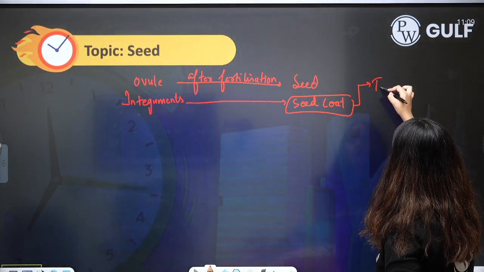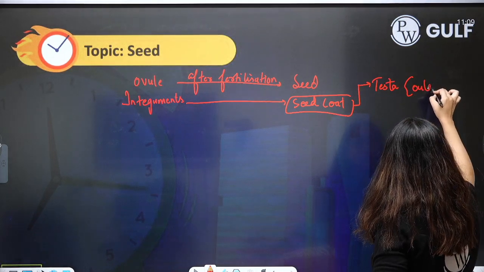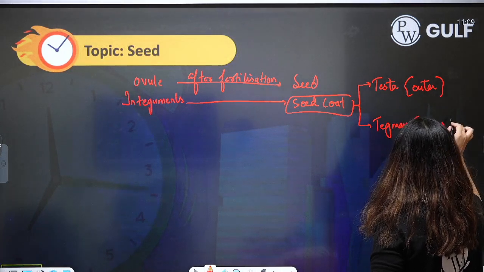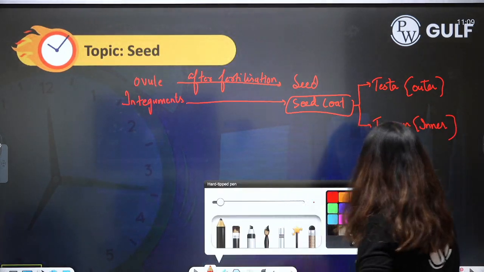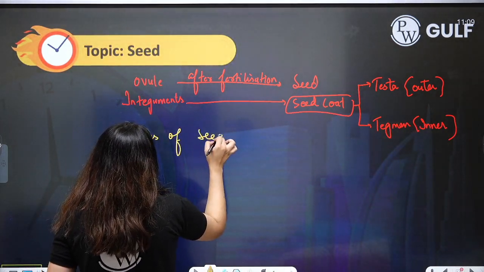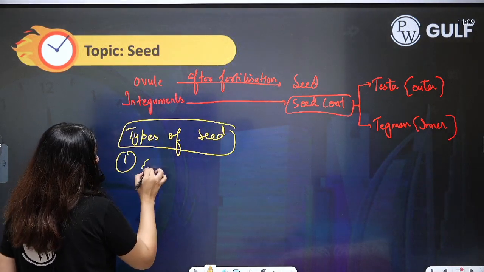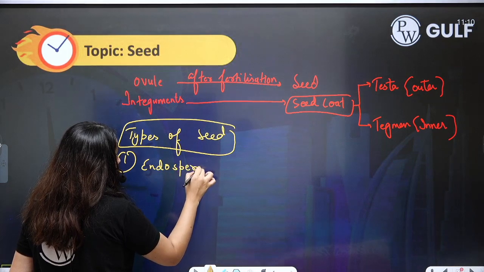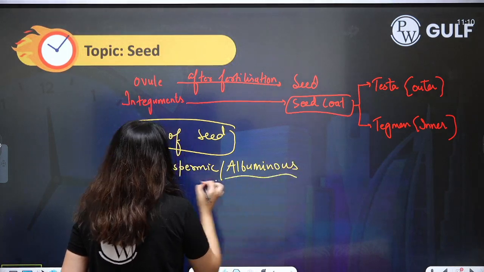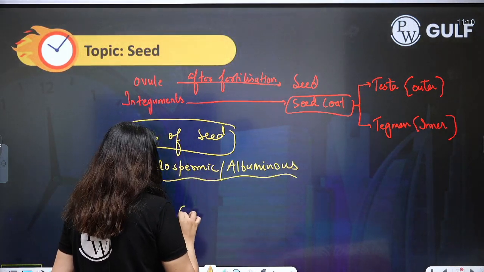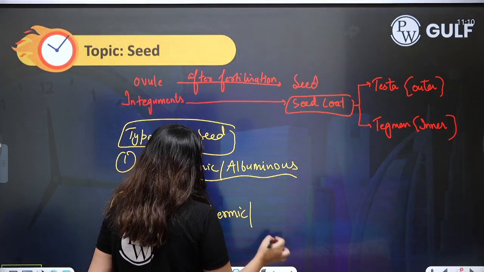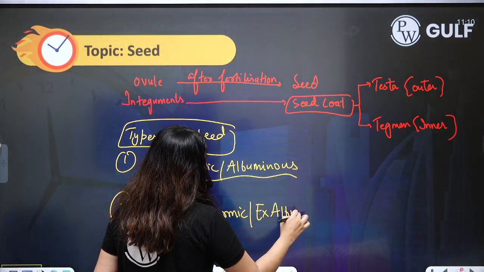Seed coat has two layers: testa, outer, and tegmen, inner. Right? And there are two types of seed. First is endospermic, albuminous, and second is non-endospermic, exalbuminous.